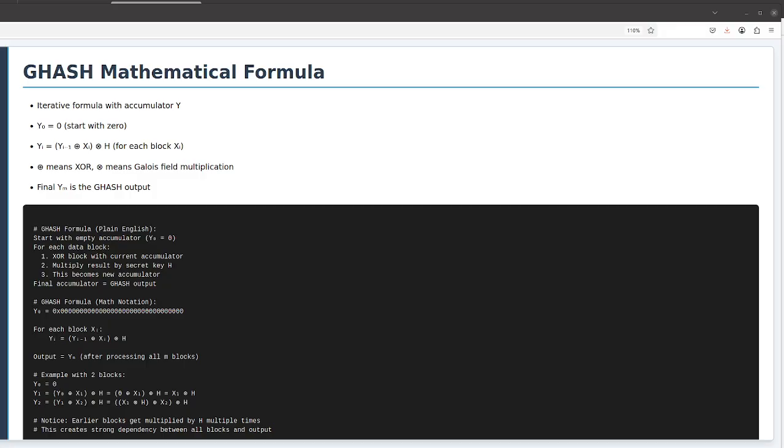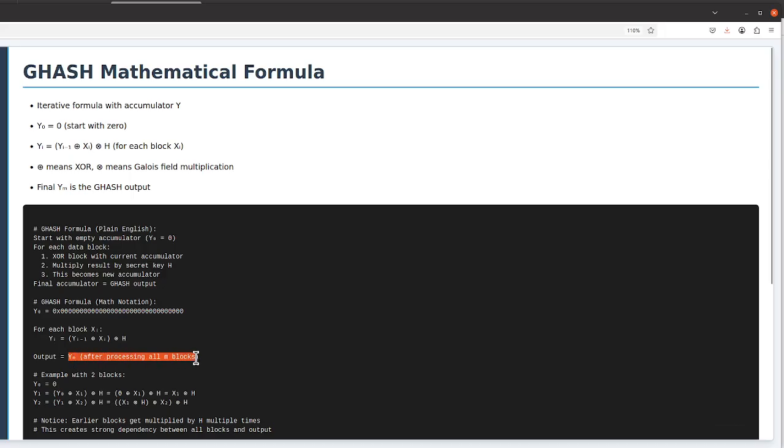Here's the process in plain English. You start with a value called the accumulator, which begins at 0. This is like your empty blender. For each block of data, you do two operations. First, you XOR the block with your current accumulator value. XOR is just a simple operation where you compare bits and keep the ones that are different. Second, you multiply the result by your secret key H using special Galois field multiplication. This becomes your new accumulator value. You repeat this for every block of data.